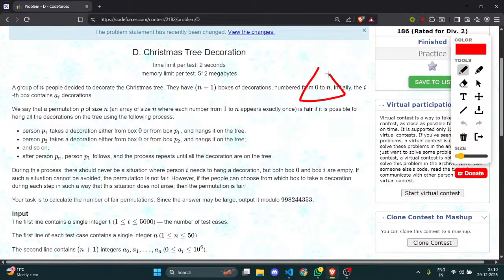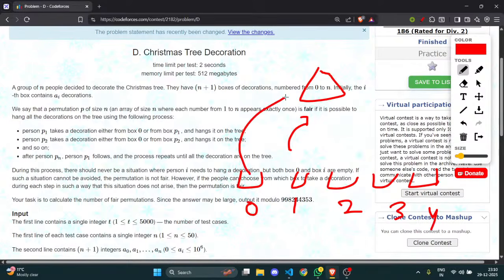So this is the tree, and we need to decorate it, and we need to add the decoration from these boxes. So person 1 has two choices. Either he can take decoration from box 0 and add it here, or another choice is take decoration from box 1 and add it here. So person 2 has the same choices. He can take decoration from box 0 or take decoration from box 1. So this is an or condition, he can do this or this. Similarly, person 3 also has these choices, and so on.